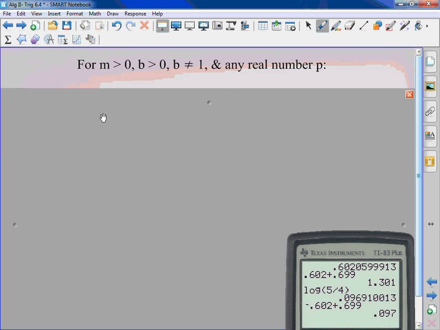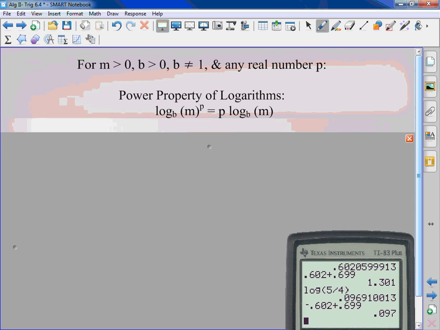Same thing as before, except for now I have a real number p. Log base b of m to the p means p times log base b of m. What happened to my exponent on the m?